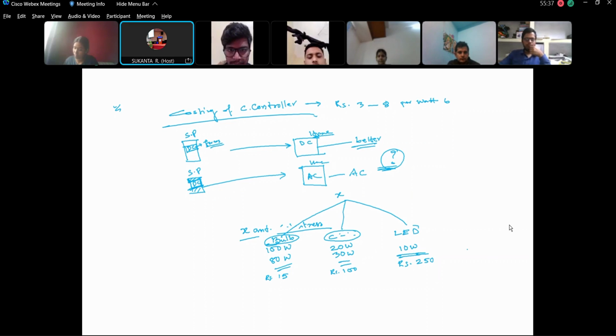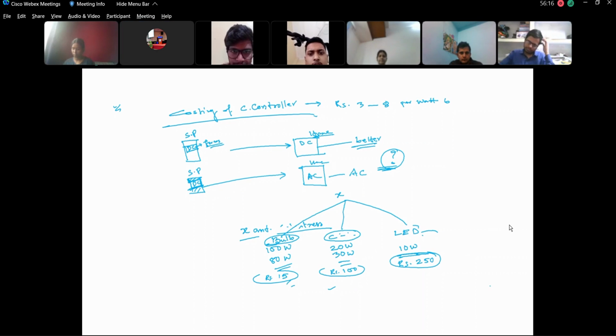Then what is the benefit over there? Here we can see its price is more than other kinds of light sources. Why should we use this one? Here the price is 15 rupees. It's very less. No, it's 10 and 250.